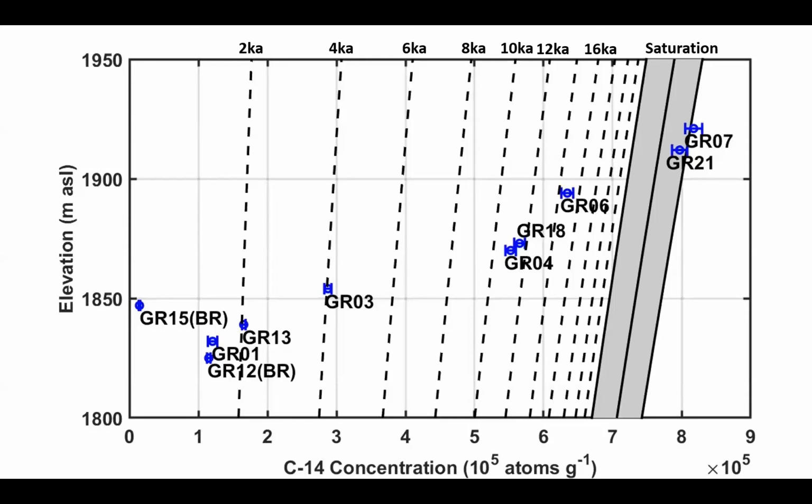Overlain on this graph are exposure isochrons, illustrating the net exposure duration of each sample. On the left is a gray band indicating the uncertainty window of saturation. Any sample plotting within this band is saturated with in situ radiocarbon, meaning we can determine only a minimum exposure duration for it. The location of the LGM can thus be inferred here to have been between the highest elevation unsaturated sample and lowest elevation saturated sample, between 1894 and 1912 meters above sea level, 100 or so meters below the summit of the Nunatak.